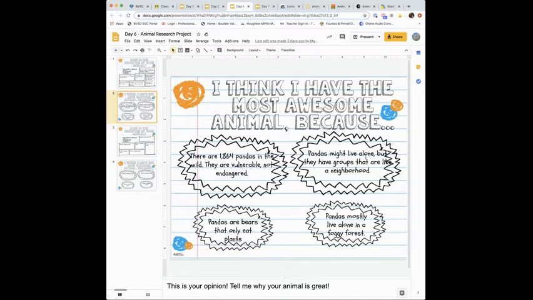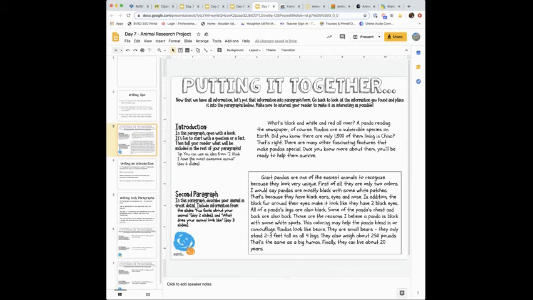The pandas might not live alone, but they have groups that are like a neighborhood. That seems kind of interesting, but maybe not quite as good as that first one. Pandas are bears that only eat plants. Pandas mostly live alone in a foggy forest. Okay, so I went and looked back at those slides to help me think.